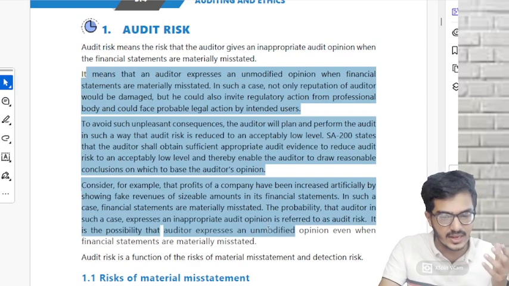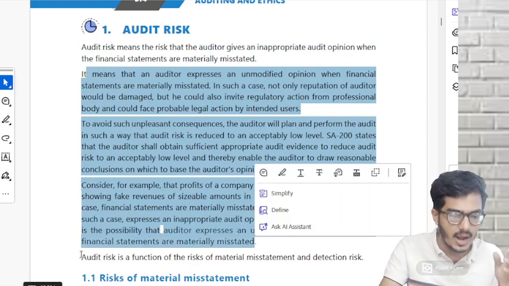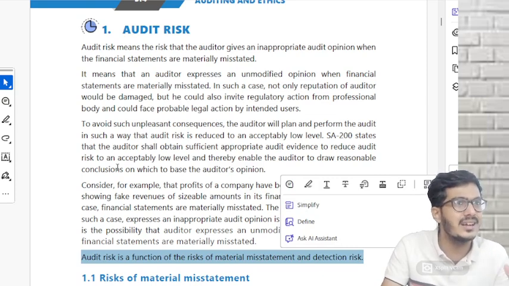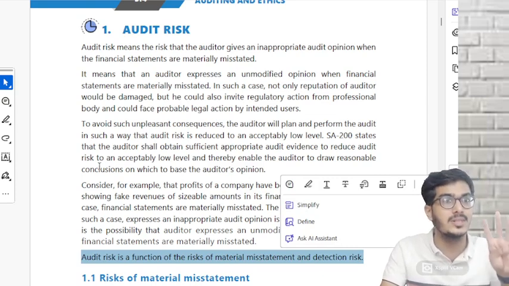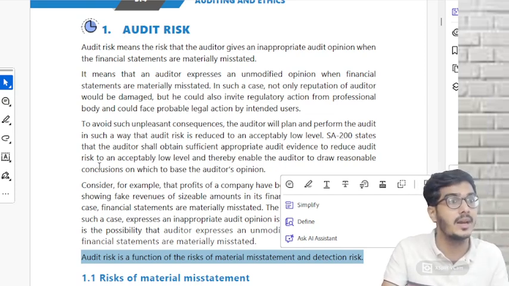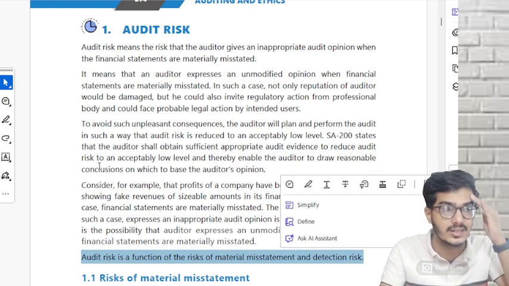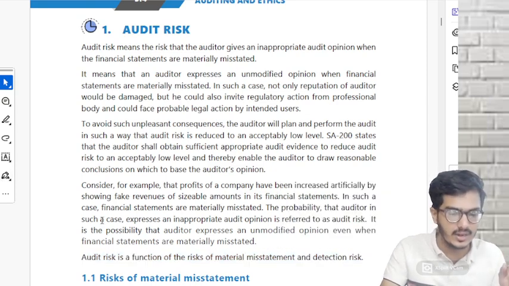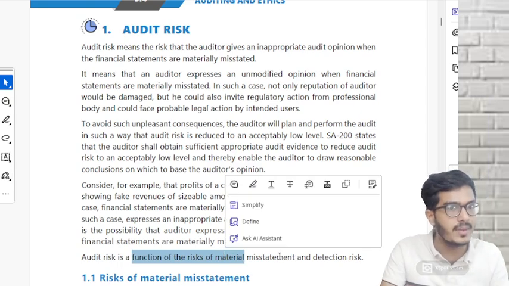The rest is pure RMM. The last line is an important line. Now you tell me, why is there a risk called audit risk? Why is there a chance that the auditor can give an inappropriate opinion? Because there are 3 reasons to it. What are those 3 reasons? Simple: inherent risk, control risk, detection risk. That is why we say audit risk is a function of RMM and detection risk.